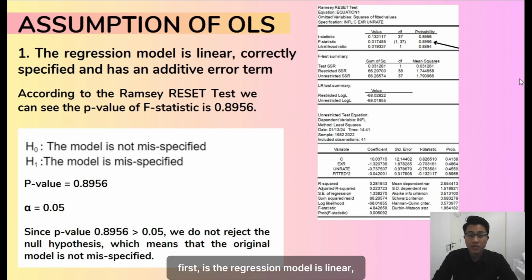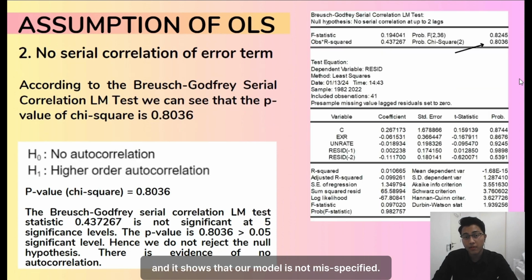First is that the regression model is linear, correctly specified, and has an additive error term. We will use the Ramsey RESET test. Null hypothesis is the model is not misspecified, and alternative hypothesis is the model is misspecified. The p-value is 0.8956, which is more than our alpha 0.05. Hence, we do not reject the null hypothesis, and it shows that our model is not misspecified.